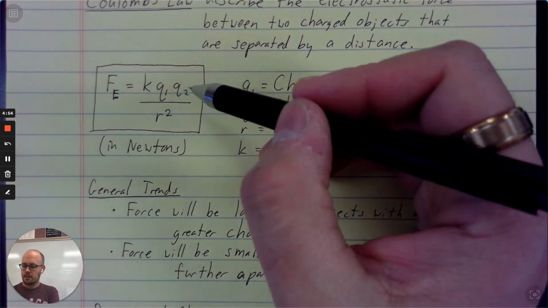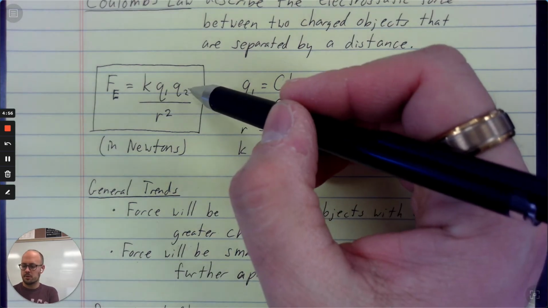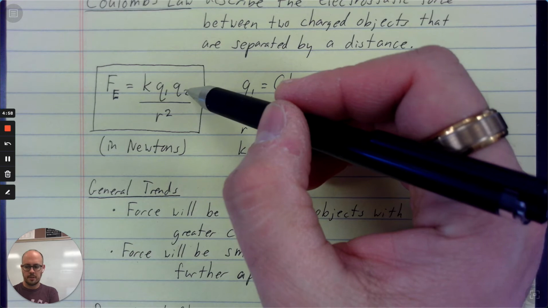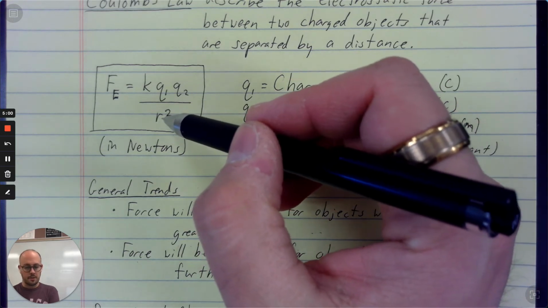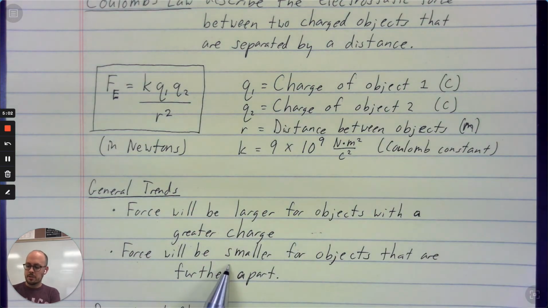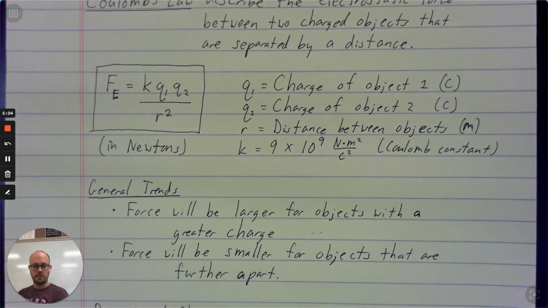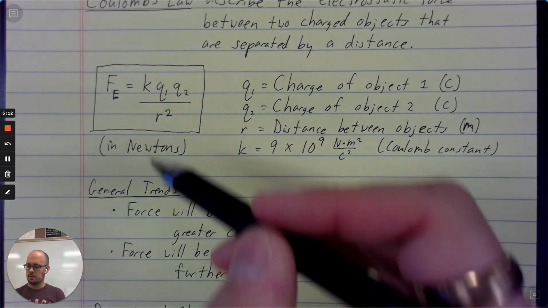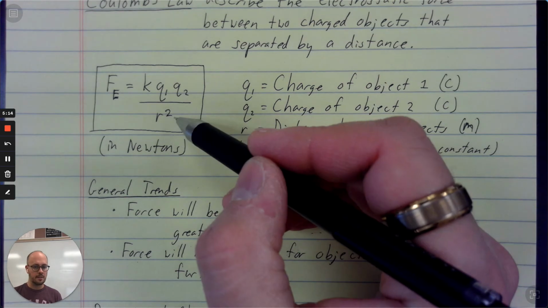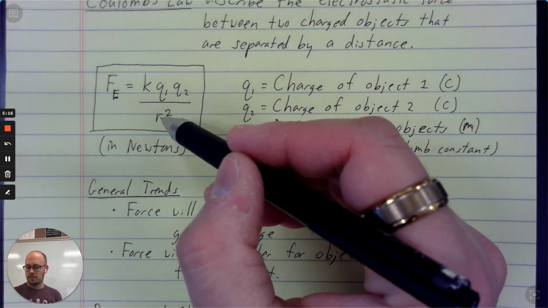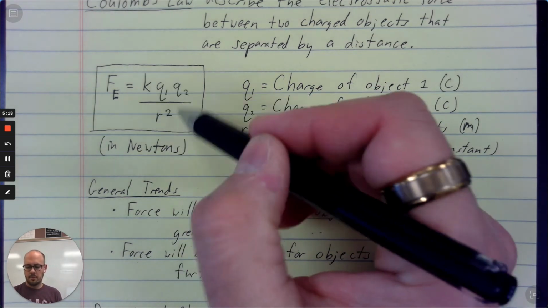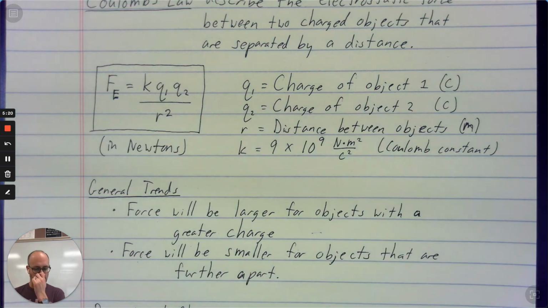And that comes out of the fact that the Q's are in the numerator of this equation. Now, as far as r, it is in the denominator. And so the force will be smaller for objects that are further apart. The greater the distance you put between particles, the smaller the force is. And that comes out in the fact that r is in the denominator. The bigger the value of r, the smaller the value of the fraction, and the smaller the force.